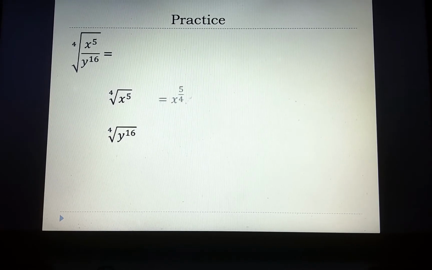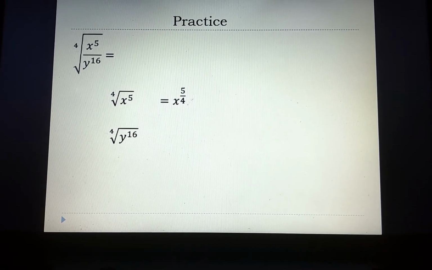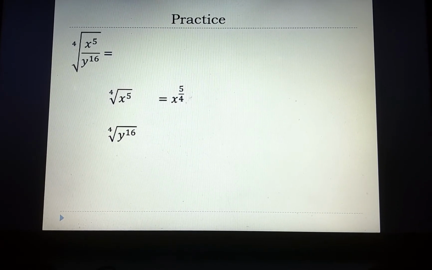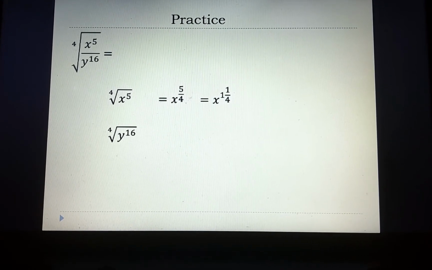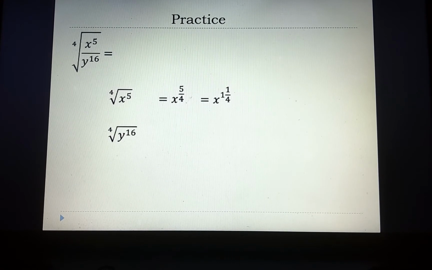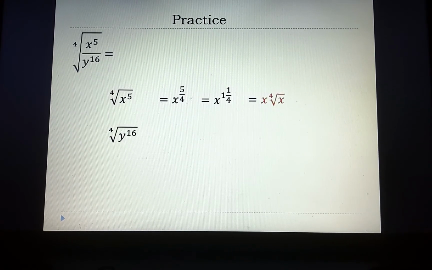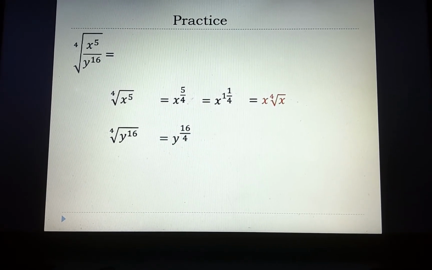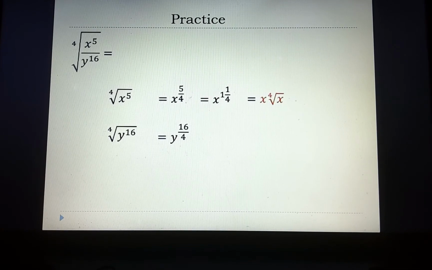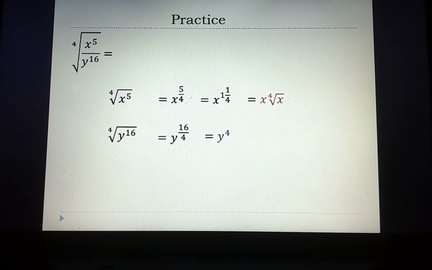So we're going to start by rewriting them. The fourth root of x to the 5th becomes x to the 5 over 4. Do 5 divided by 4, becomes 1 1/4. Keep the x, and then the 1/4 goes back into a radical. And do the same thing with my 4th root of y to the 16th. It becomes y to the 16 over 4. 16 divided by 4 is 4.